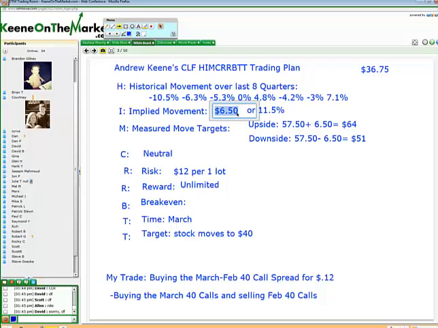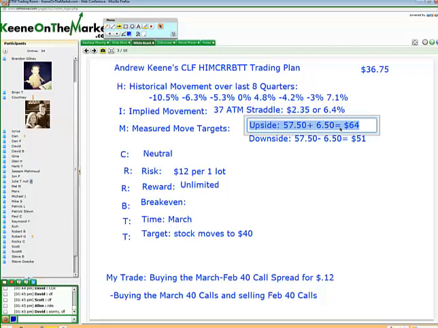Let's look at the implied move. So the 37 at the money straddle. So I always look at the implied move. How much is the market implying the stock can move on earnings? So the 37 at the money straddle is $2.35, which is implying a 6.4% move. I'm going to have 2 measure move targets.